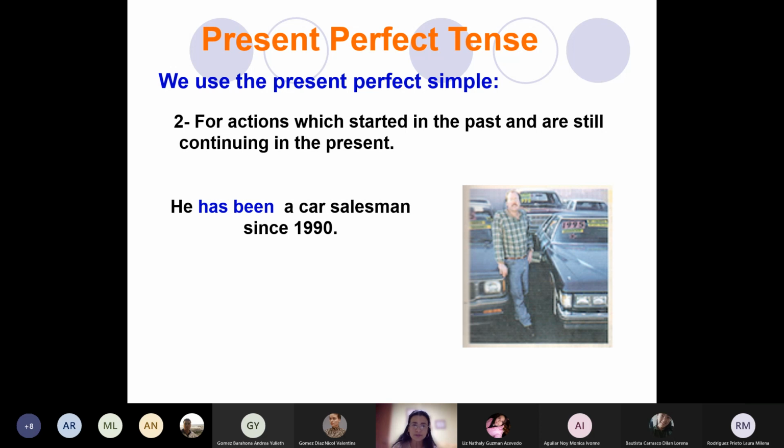Also, you use present perfect tense for actions which started in the past and are still continuing in the present. For example, you can see in this picture a man. Around him there are many cars. Why? Because he's a car salesman. That is his profession. His occupation is a car salesman. And you say, he has been a car salesman since 1990.